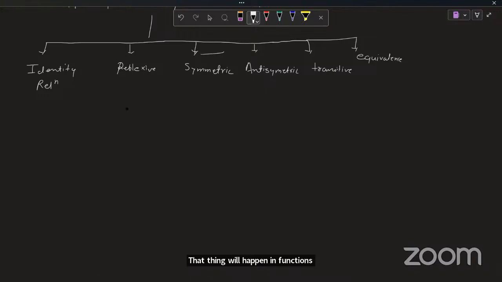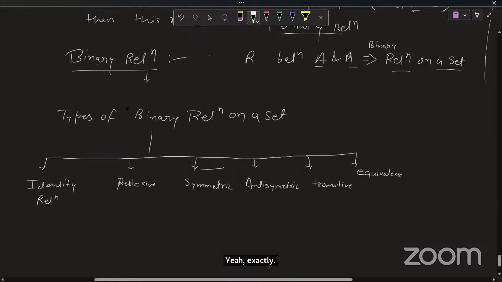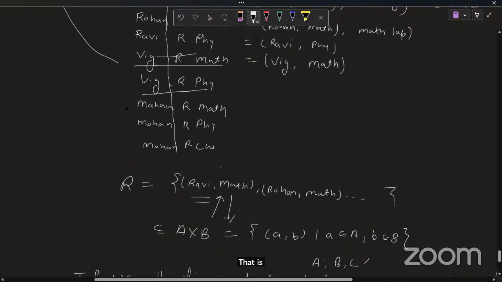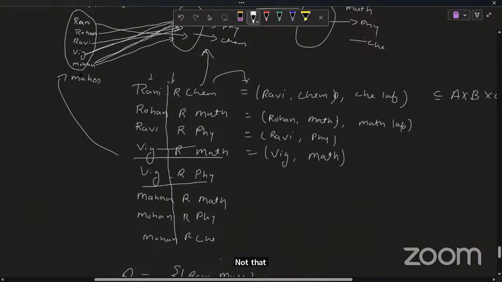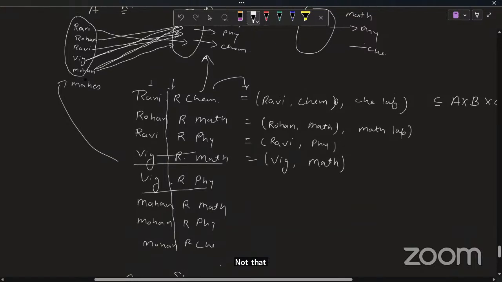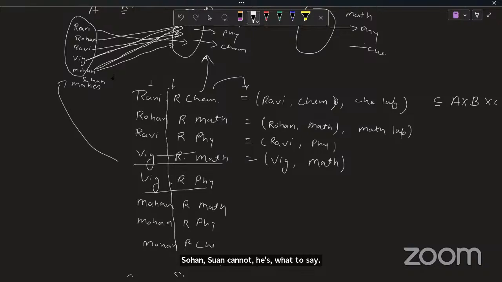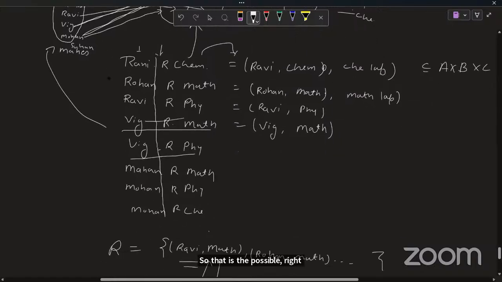Any other doubt up to this? There is a possibility that no one will teach anyone. Suppose Sohan is here. Sohan is a computer operator. He will not teach any subject, so he will not map to anyone. That is also possible, right?